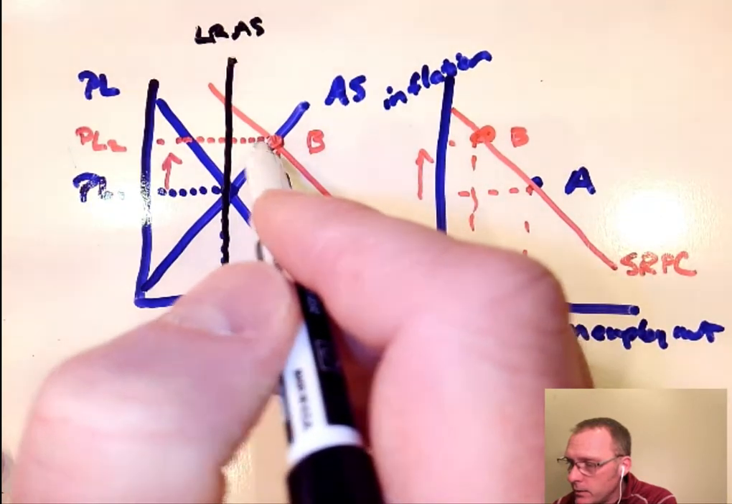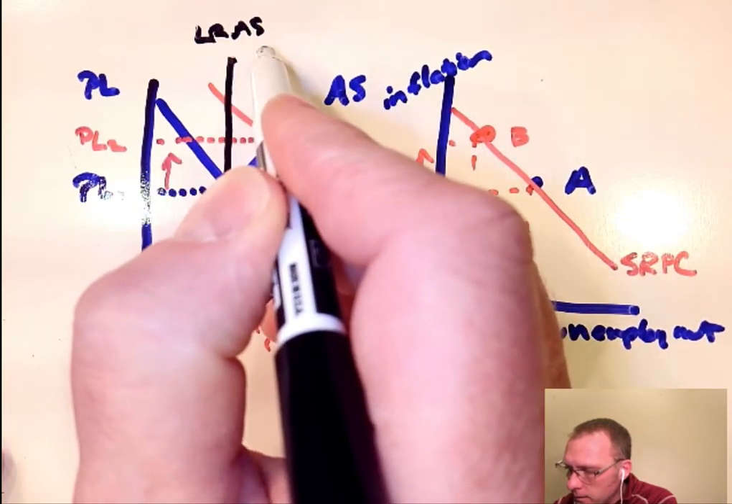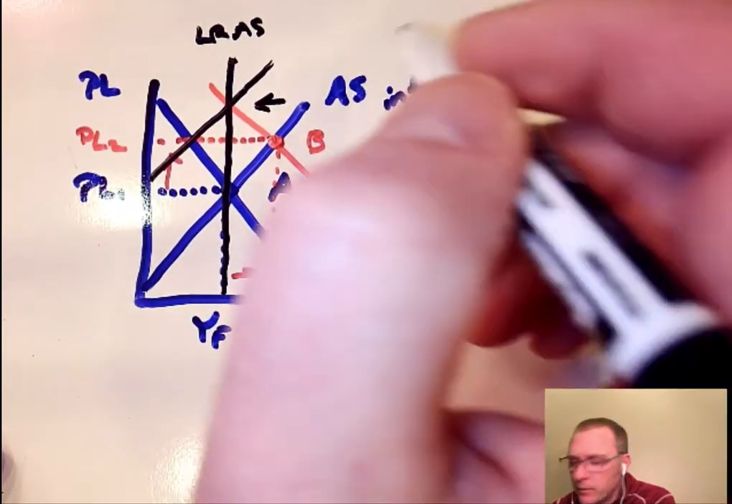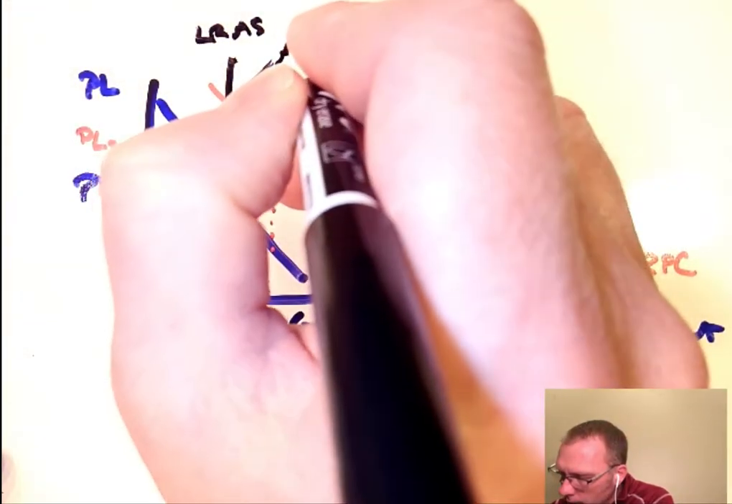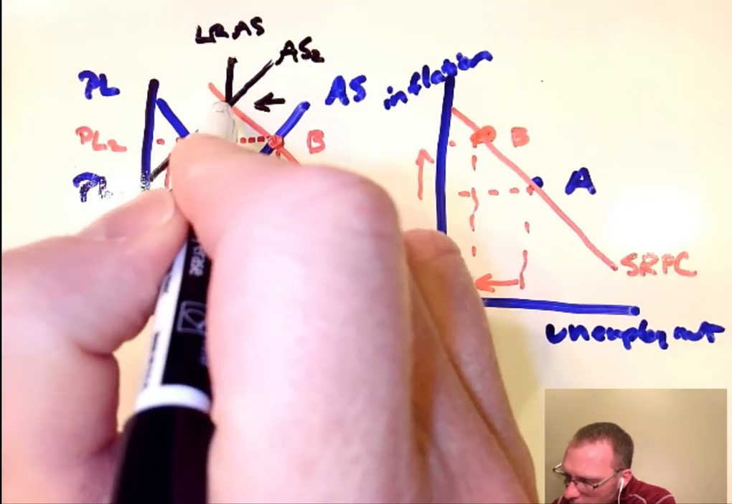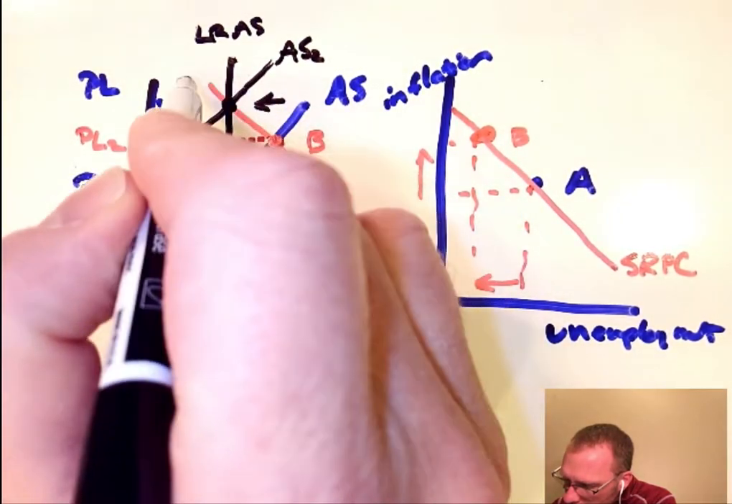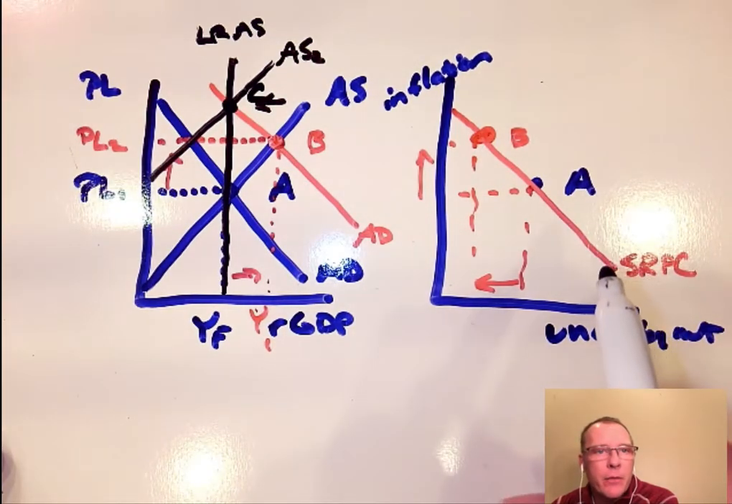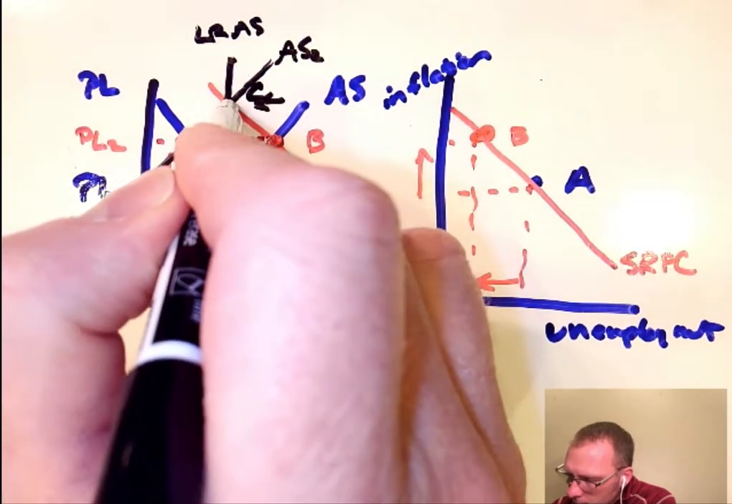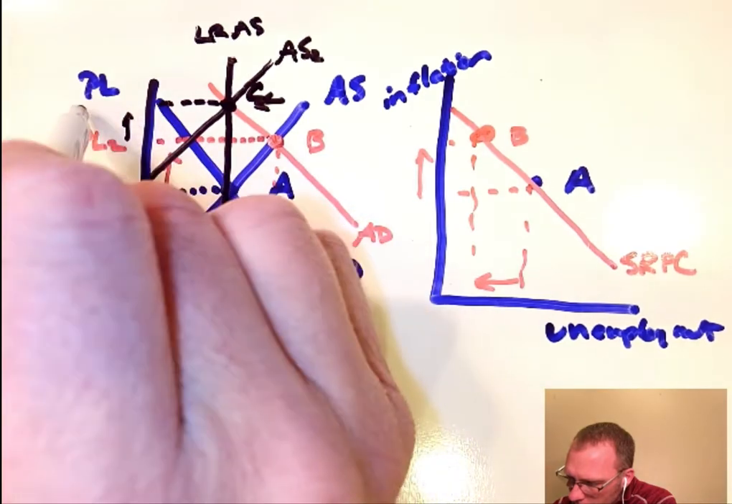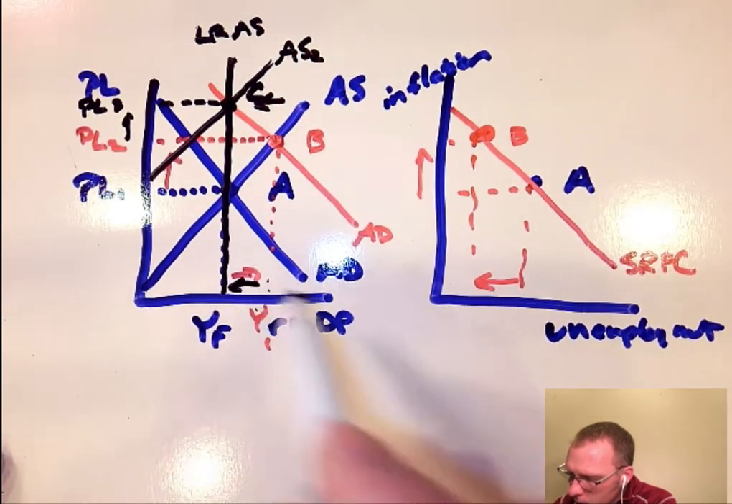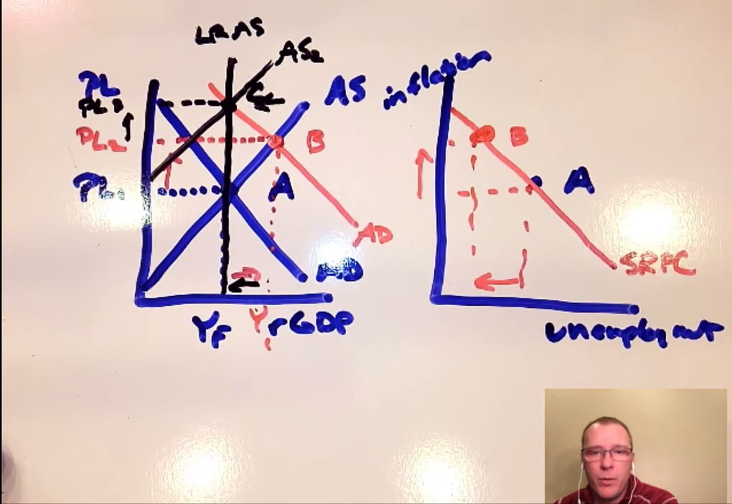I'm going to start seeing suppliers supply less. So I'm going to see a shift of that aggregate supply to the left, right? My short run aggregate supply will shift here, and I'll end up at a point up here. Let's call that point C. Point C caused me to have more inflation, let's say PL3, but it also caused more unemployment.